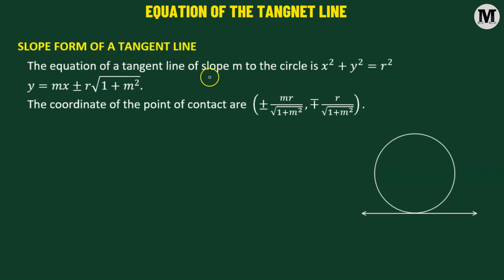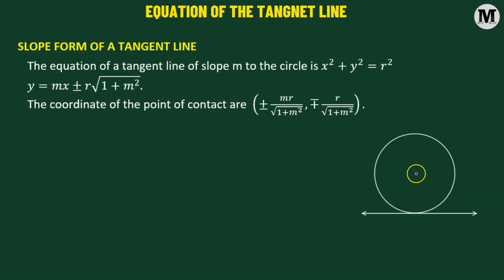The equation of a tangent line of slope m to the circle x squared plus y squared equals r squared is given by this expression: y equals mx plus or minus r times square root of 1 plus m squared. And the coordinates of the point of contact are defined as given here. So let's try to derive this formula.